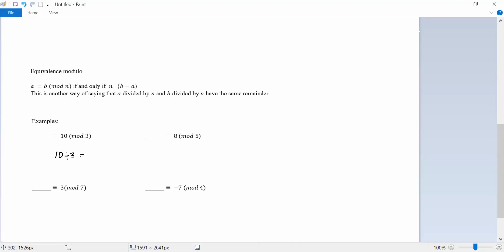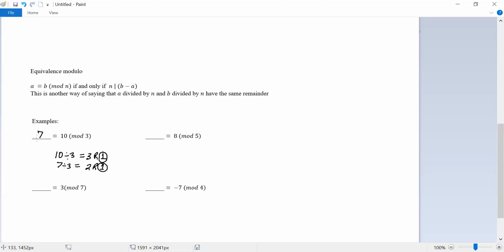Well, 10 divided by 3 is going to give me 3 remainder 1. So it's the 1 that we're focused on. What other numbers can you divide by 3 and get a remainder of 1? Well, 7, right? Because 7 divided by 3 gives me 2 remainder 1.